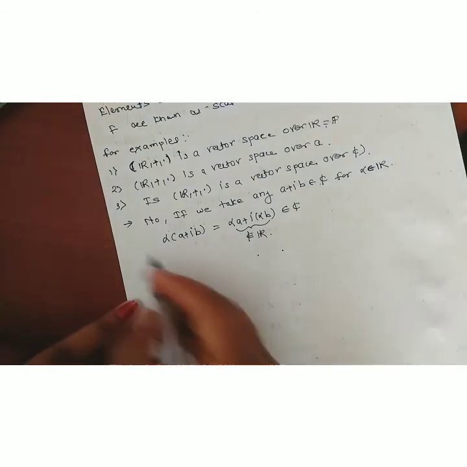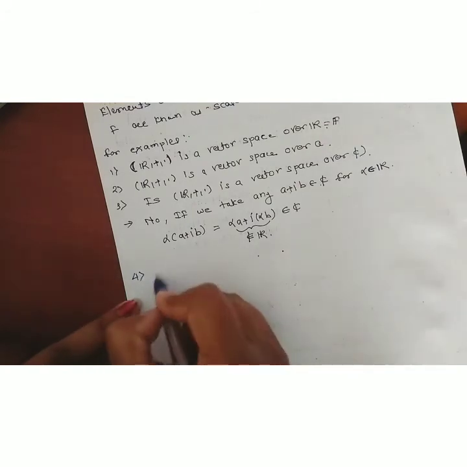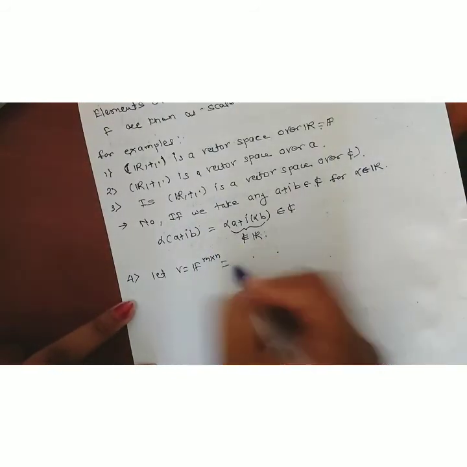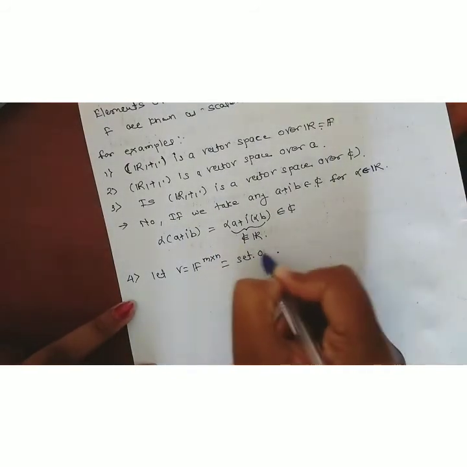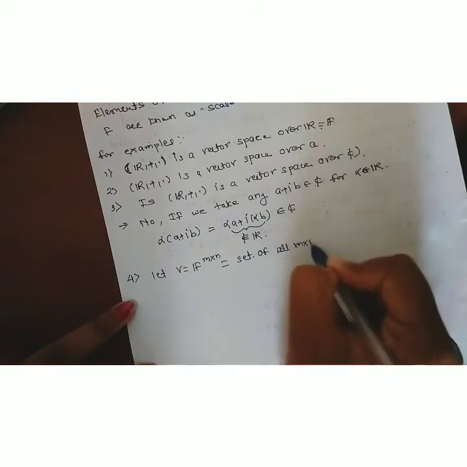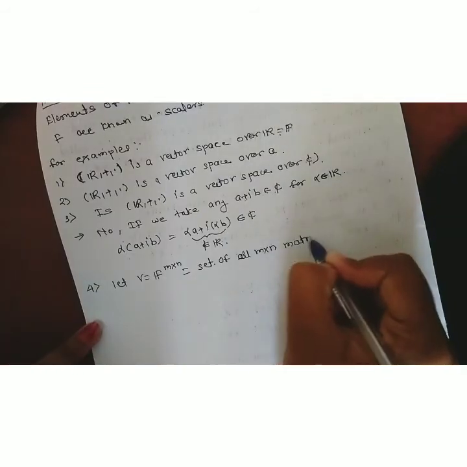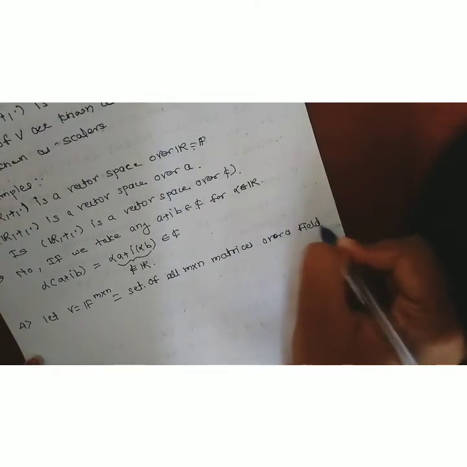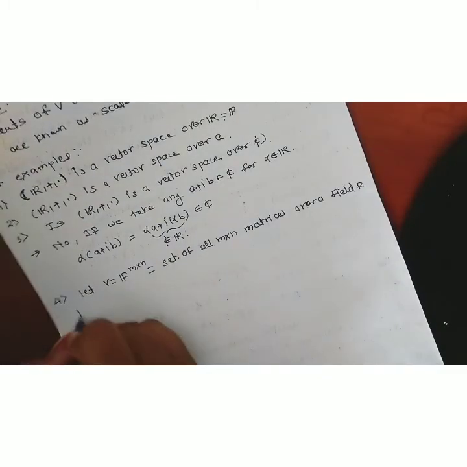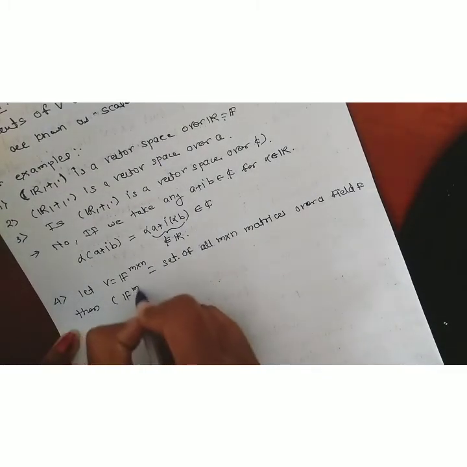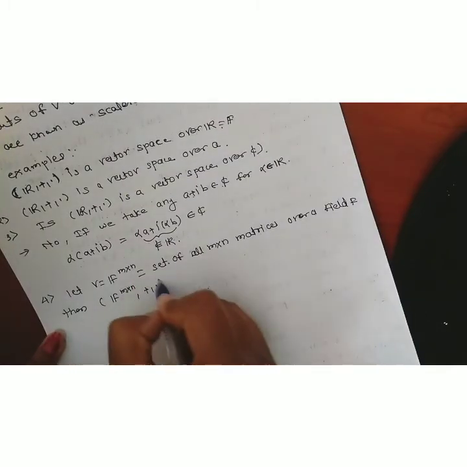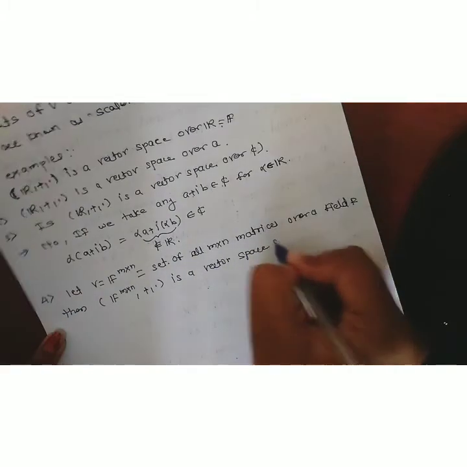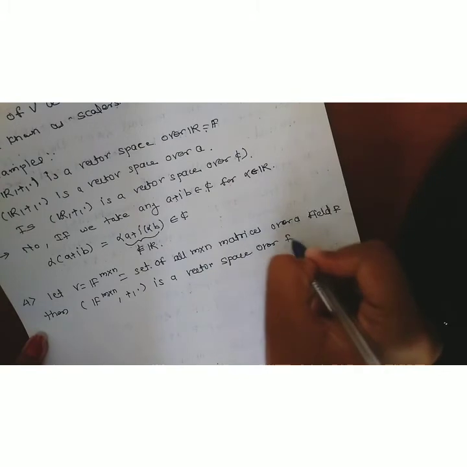Now the fourth example is, let V equal to F m cross n, which is the set of all m cross n matrices over the field F. Then F m cross n plus dot is a vector space over a field F.